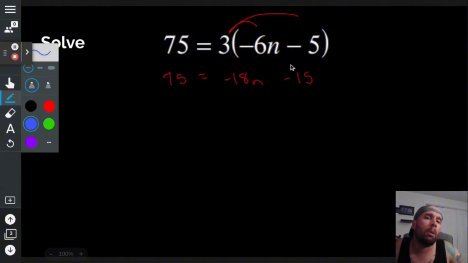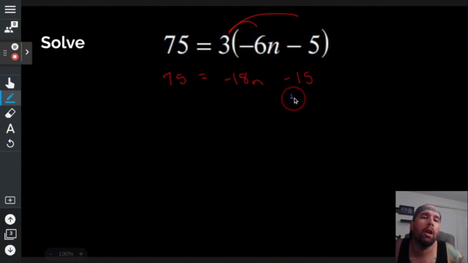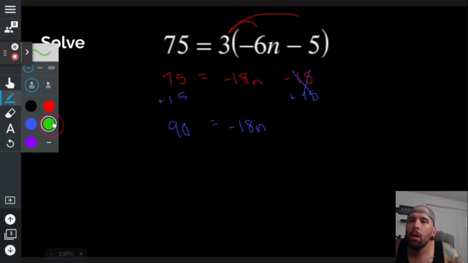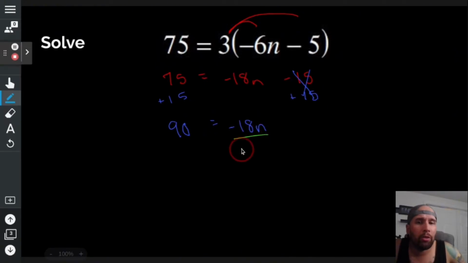Now, when you have a 2-step, you always want to try to get rid of the constant first. Do that using the inverse, which is add 15, cross it out, and 75 plus 15 is 90. Drop down the -18n, that hasn't changed. Last step, if -18 is being multiplied to n, divide both sides by -18. And 90 divided by -18 is -5.